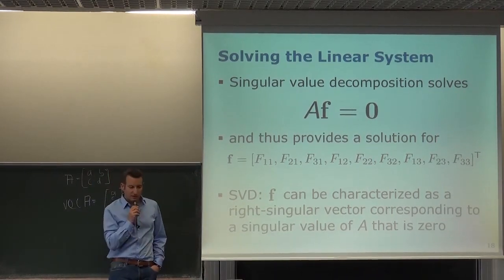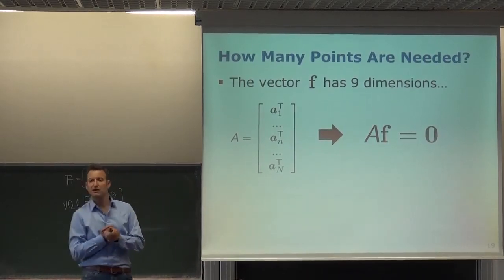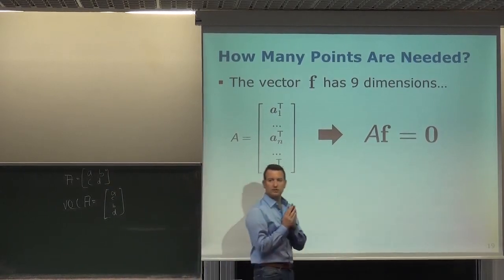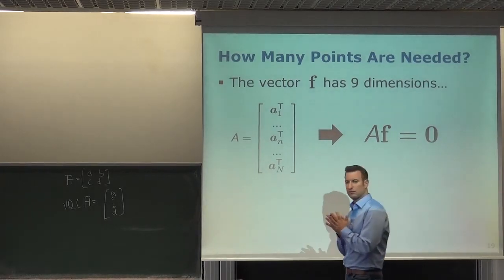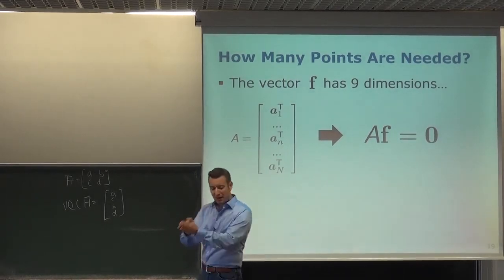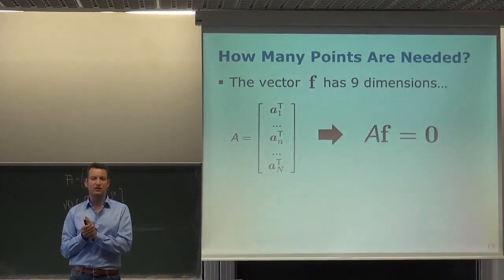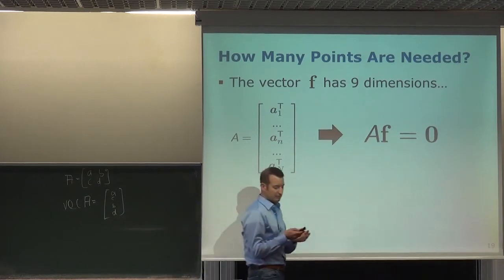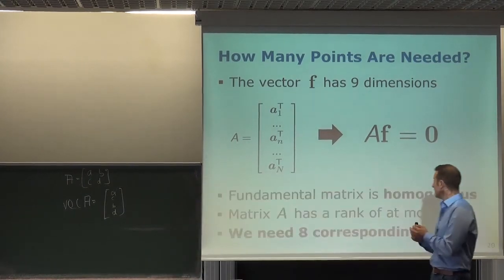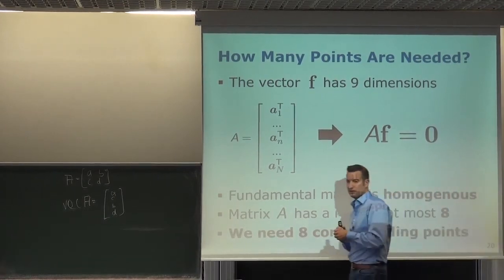Okay, so the question is, how many points do I actually need in order to build up this system? We said f is a 9-dimensional vector. So how many corresponding points do I need? 9 would be the straightforward solution to that. I know, however, something about my fundamental matrix. The easiest thing I know is that it's a homogeneous matrix, and the homogeneous matrix has only 8 degrees of freedom. So what I need is 8 corresponding points, because matrix A has the rank of at most 8.